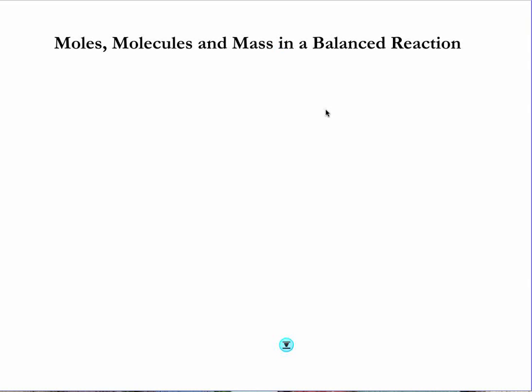Hey there. So we are going to be looking at the concept of moles, molecules, and mass in a balanced reaction. So the first thing that we need, of course, is a good example of a balanced equation. So we're going to look at this and we're going to say, first of all, that the coefficient of 1 is understood to be there. And I'm going to make the statement that the coefficients here represent the number of moles.